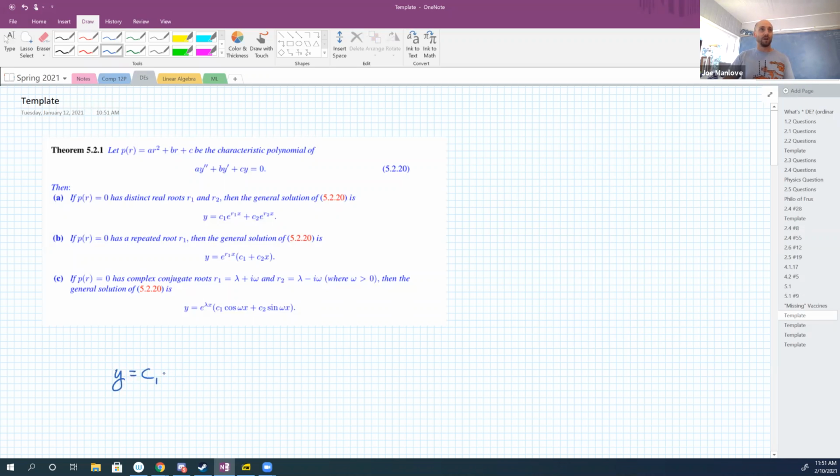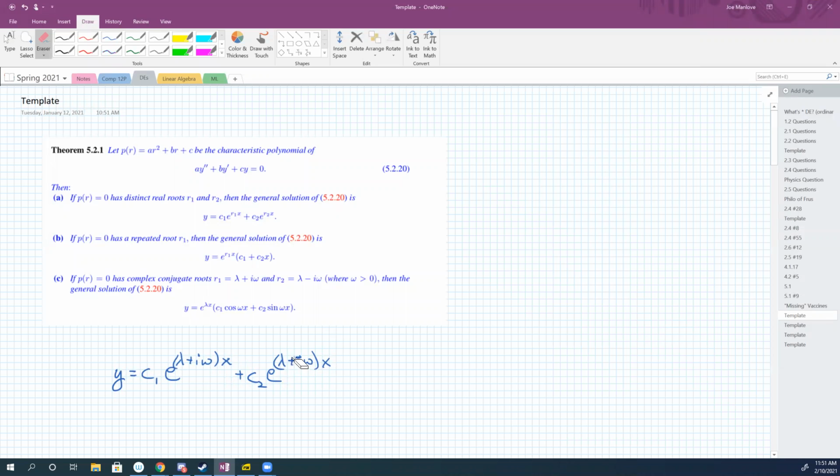y is c1 e to the, now I need r1, which is lambda plus i omega times x, plus c2 times e to the lambda plus i omega x. What did I screw up here? So minus. Good. The first one's plus, the second one's minus.